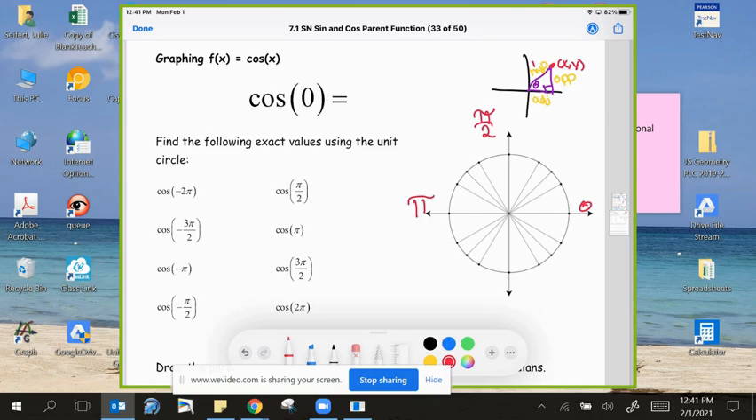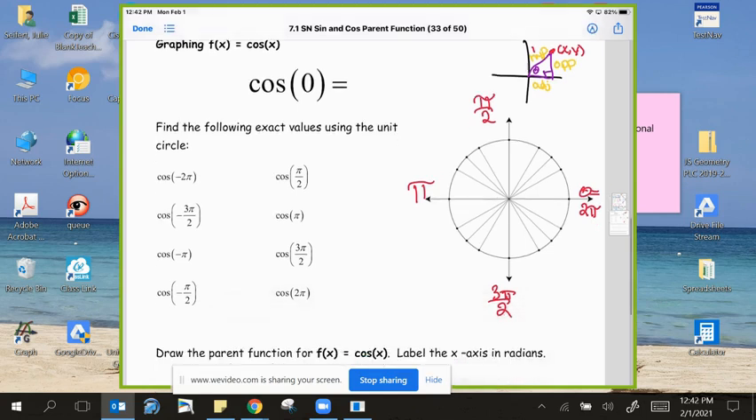So what's on the bottom? Think of this as 2 pi over 2. So next would be 3 pi over 2. And then the right wraps back around to equal 2 pi.